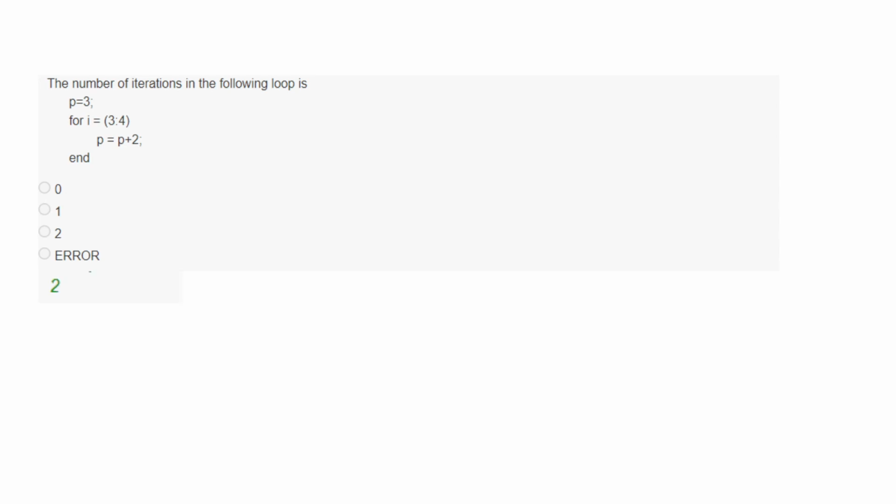So if you look at the loop, it will loop for when I equals 3 and when I equals 4, so it'll loop two times. It doesn't matter what the value of p is, because the value of I doesn't depend on the value of p. So the number of iterations in the loop will not depend on the value of p, but on the number of values I takes. I will take two values, so the number of iterations in this loop will be two. Moving on to the next question.